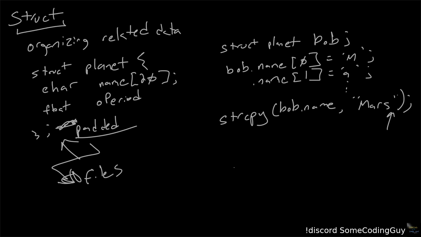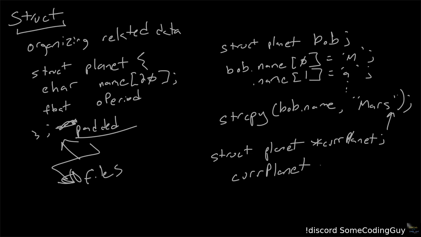Okay, so from there we moved on, and we also sometimes had to deal with a pointer to one of these things. And that would be something like current planet. And when we were doing this, we had to do a reference, because we needed the address to be able to put it into a pointer. So we would say this gets &bob, and that would assign it.